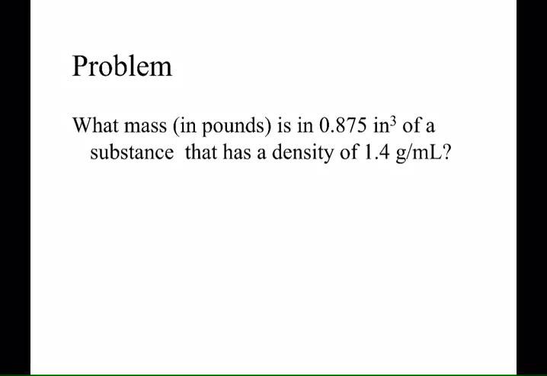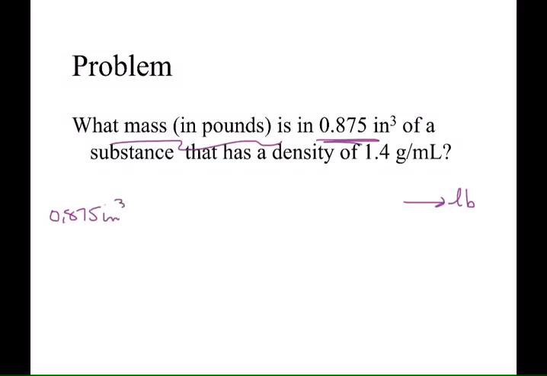Well, let's take it up a notch and see what we got. So this problem you might need to read a few times. I did. It says what mass in pounds, so I'll put over here mass in pounds, is 0.875 inches cubed of a substance that has a density of, so I'm going to put density is equal to 1.4 grams per milliliter. If I'm unpacking it, 1.4 grams approximately over exactly 1 milliliter.